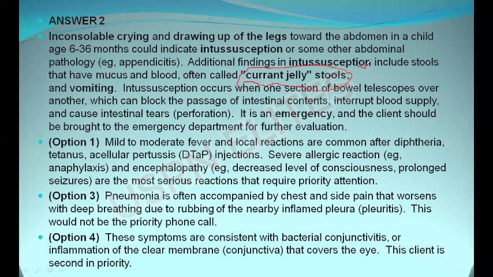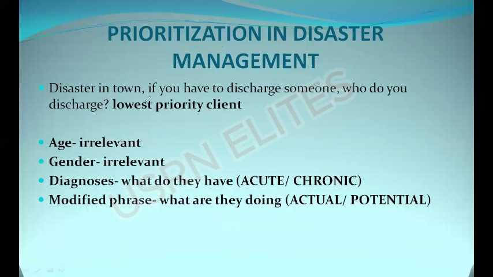So I think we should move on to the next one. This will be the last aspect of what we look at on prioritization. Then after, we'll try our hands on some general ones. Now, prioritization in disaster. What we are saying is that if there happens to be a disaster in town, and you have to discharge someone, who do you discharge? Sometimes there could be a question where there's a disaster and we want to make room.